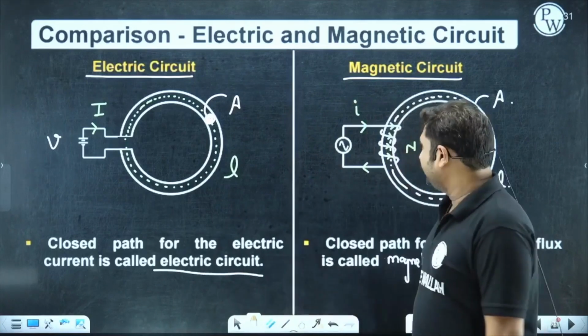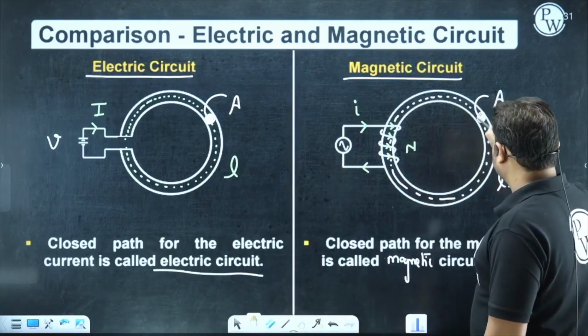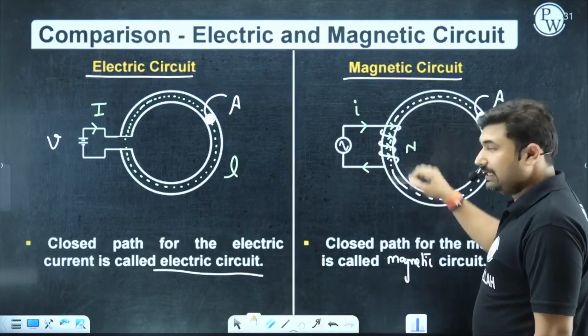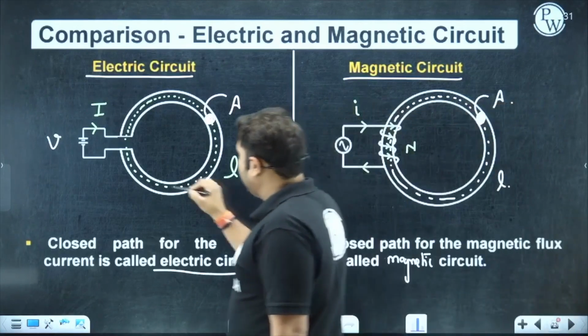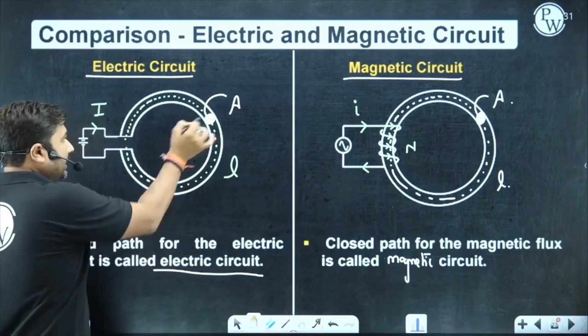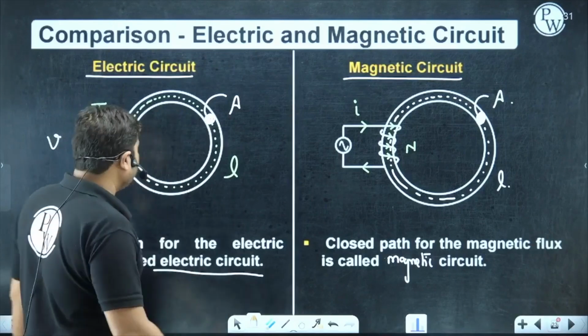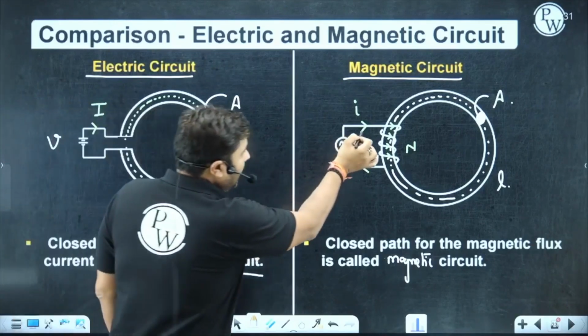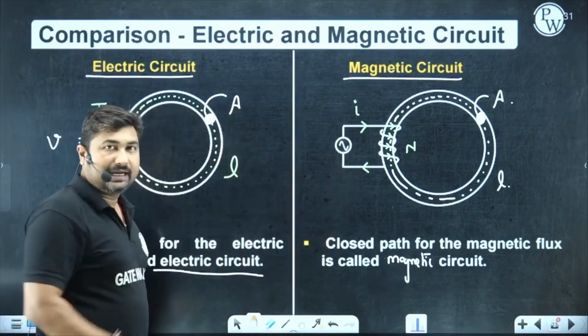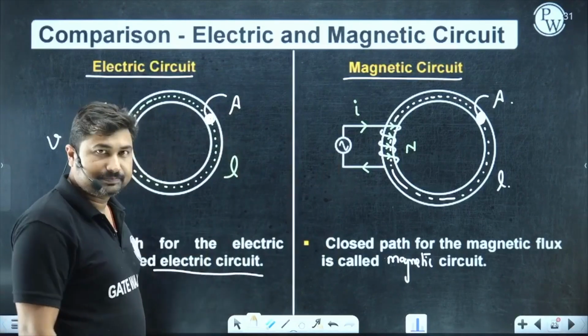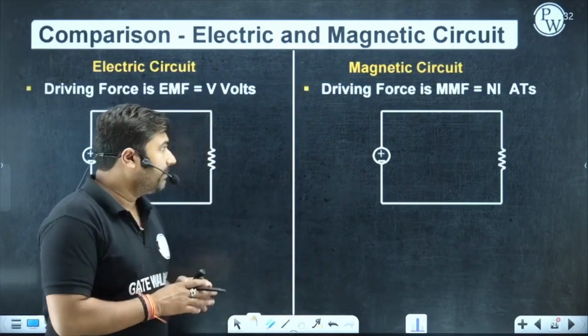Now please observe. We have an area of cross section of this iron ring as A, mean length as L, L as the length of the conductor, and A as the area of cross section of the conductor. Current I is flowing, and I have applied a current I through N number of turns, so MMF will be there. So electric circuit and magnetic circuit.